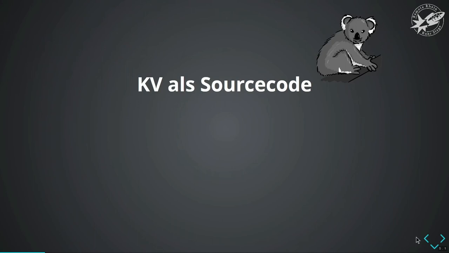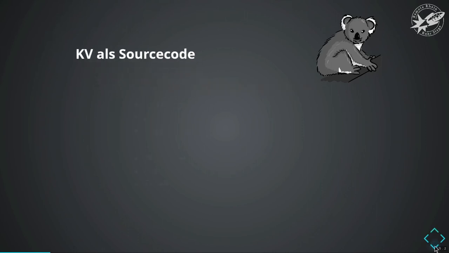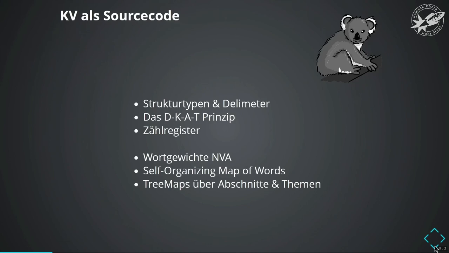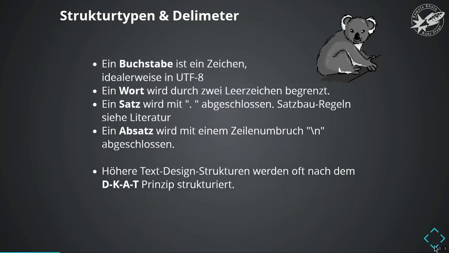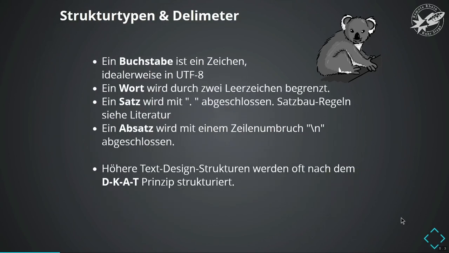So, I mean, of course, this is not Java or Golang or Ruby. This is German. German as a programming language. So, if we have a programming language, we need to think about the atomic parts of a programming language. So structural types: the letter is a character, a word is limited by two spaces, a sentence is usually terminated by a full stop, and a line feed terminates a paragraph usually.